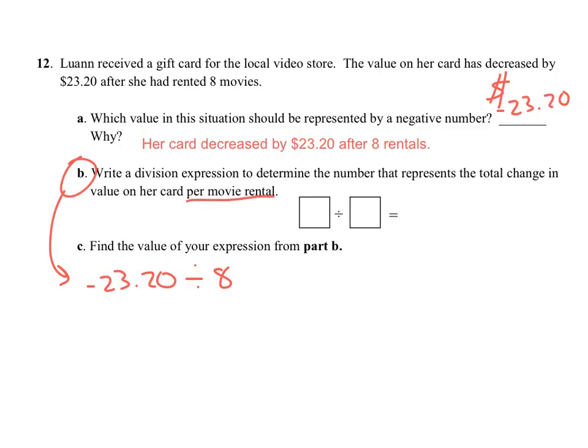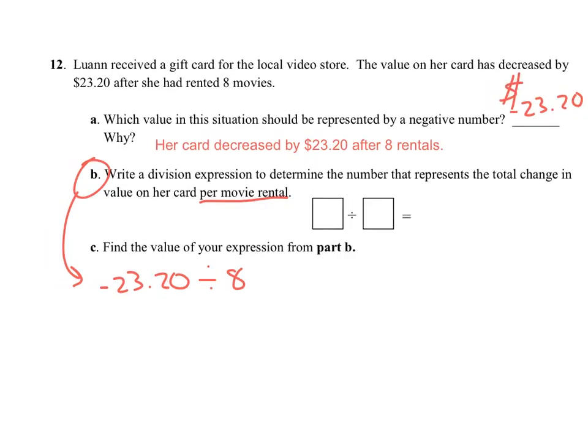So since we've already determined that the answer in this situation is going to be a negative answer, let's go ahead and just forget about the negative signs and the positive signs for right now and just do the long division. So we're going to go 2320. We're going to divide that by 8. Bring up the decimal point into the quotient. And let's see. Let's go.